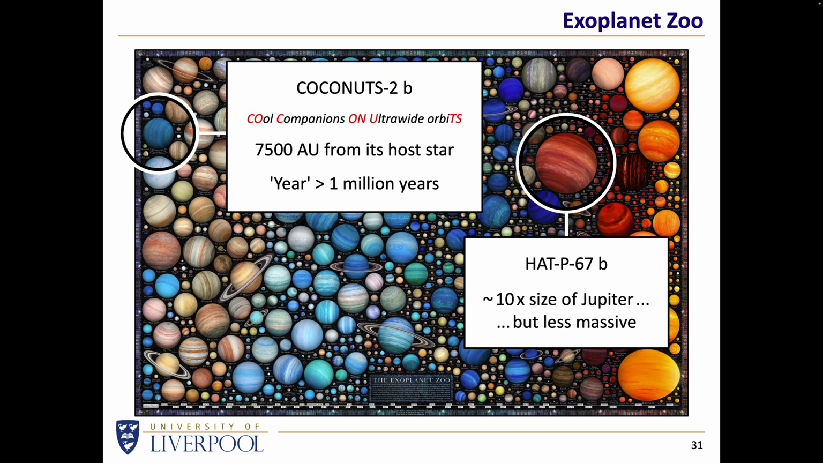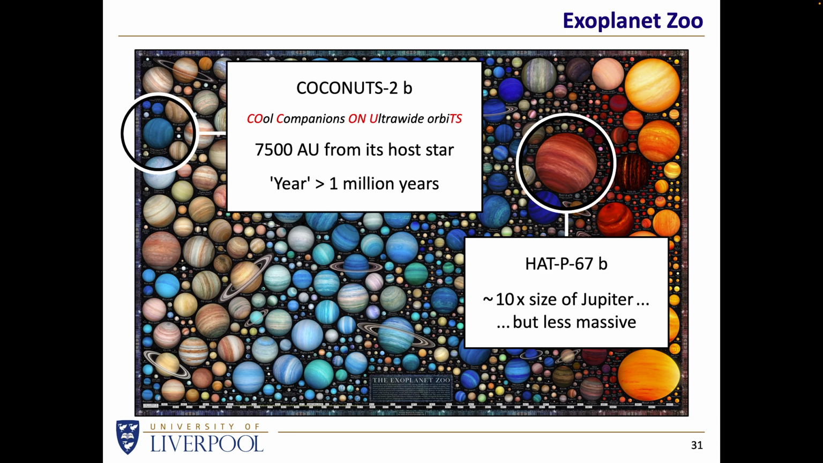COCONUTS stands for Cool Companions on Ultra-Wide Orbits. I think they came up with coconuts and then thought, what can we actually make that fit, as it were, as an acronym? The idea is looking for planets that are orbiting a long way from their host star. Remember, we are 1 astronomical unit away from the sun, 1 AU, 150 million kilometers. This planet is 7,500 AU from its host star. At such a distance, instead of taking 1 year to go round its host star like we do, it might take maybe 1 million years to do one orbit.